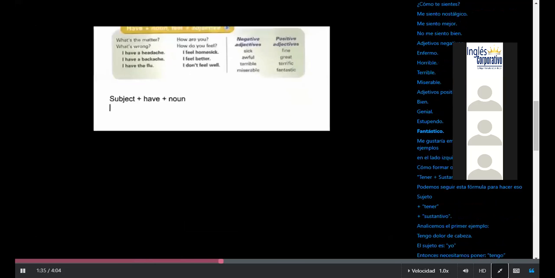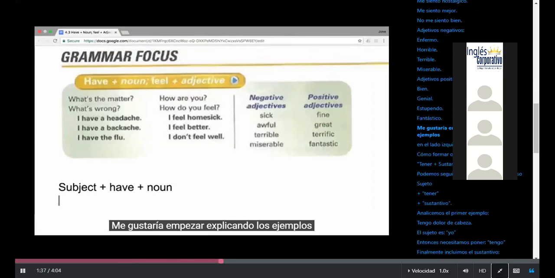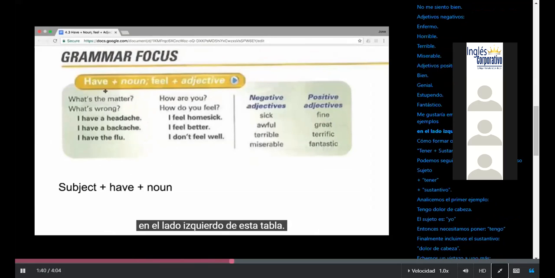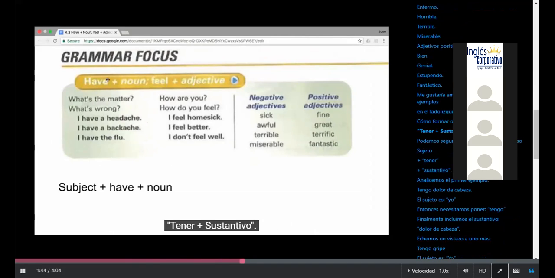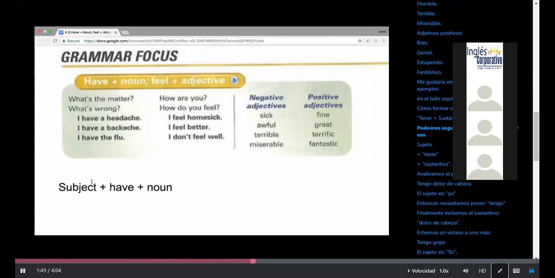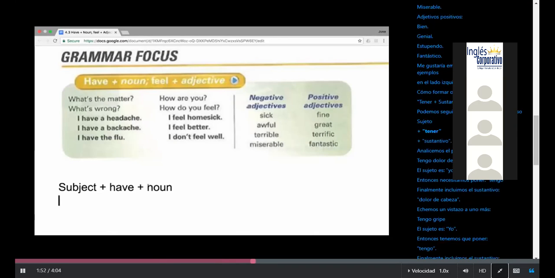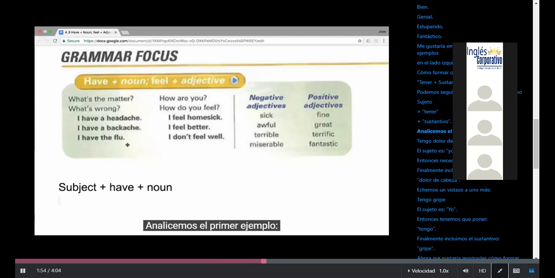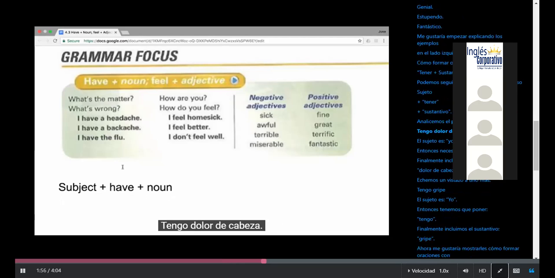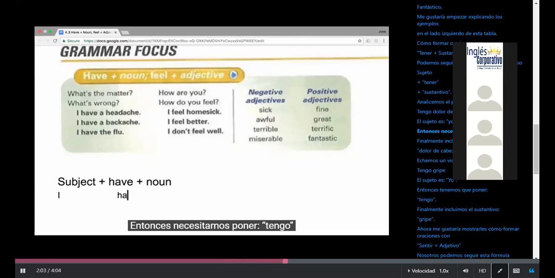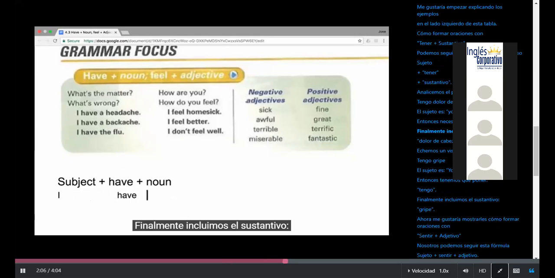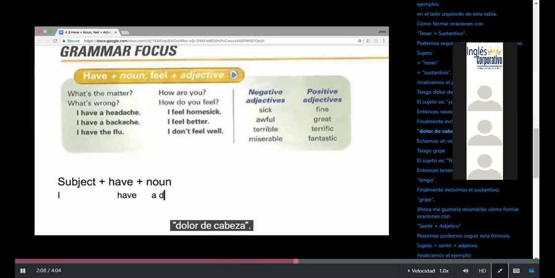fantastic. I would like to start by explaining the example on the left-hand side of this chart. How to form statements with have plus noun. We can follow this formula to do that: subject plus have plus noun. Let's analyze the first example. I have a headache. The subject is I. Then we need to put have. Finally, we include a noun, a headache.